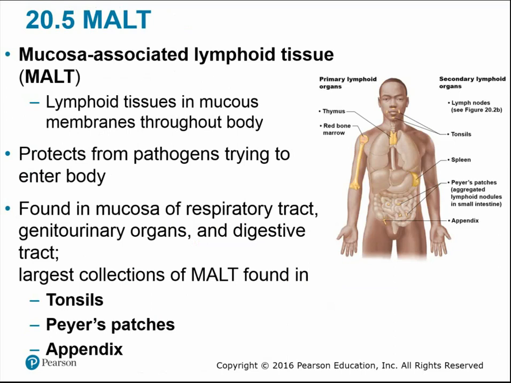Some other lymphatic tissue is the mucosa-associated lymphoid tissue, or MALT. This is lymphoid tissue that's found in mucous membranes throughout the body. Remember, mucous membranes line our open body cavities, things like the respiratory tract and the digestive tract, basically anywhere where it would be easier for pathogens to enter the body. The largest collections of this MALT tissue are found in the tonsils and the Peyer's patches and appendix in the intestines.